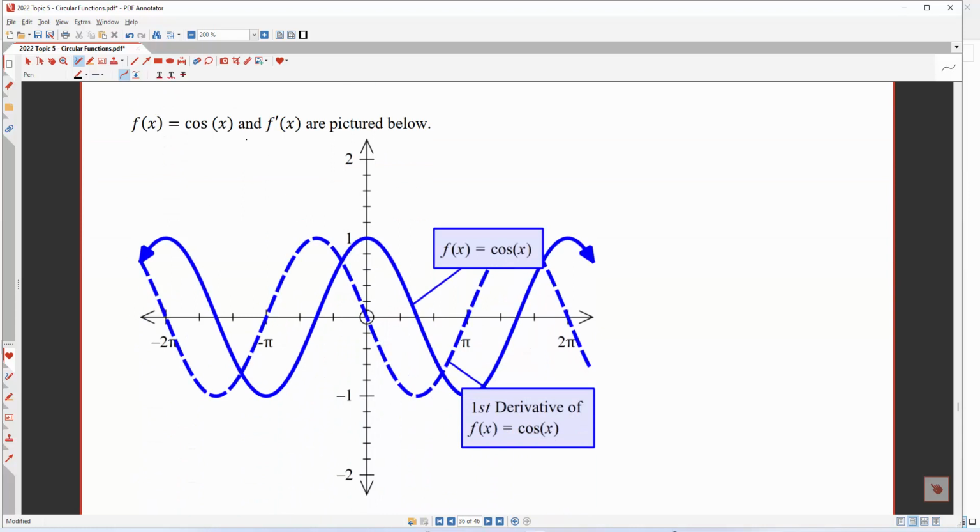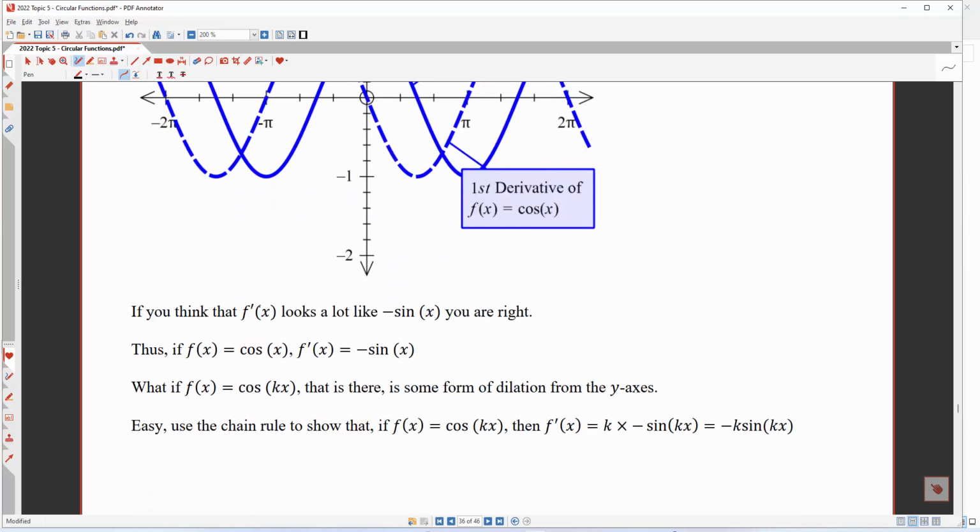What about cosine? Well, if you look at cosine here, and then you look at the first derivative, which is the dotted or dashed line there, what you'll notice is that it looks very much like sine inverted. And that's what we're going to conclude. So if you think that f dash x looks a lot like negative sine of x, then you're right. So if f of x is cosine x, then we're going to conclude that the derivative is negative sine of x.